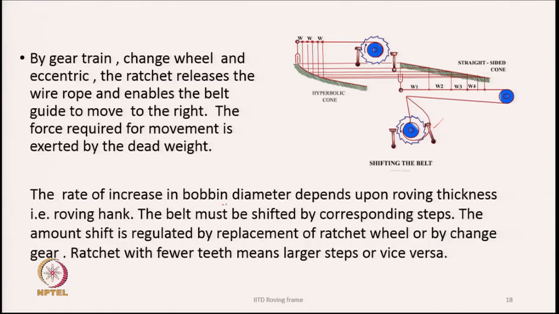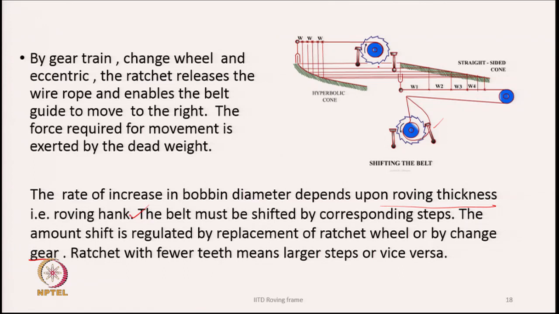The rate of increase in bobbin diameter depends upon the roving thickness, that is the roving hank. The belt must be shifted by corresponding steps. The amount of shift is regulated by replacement of the ratchet wheel or by a change gear.